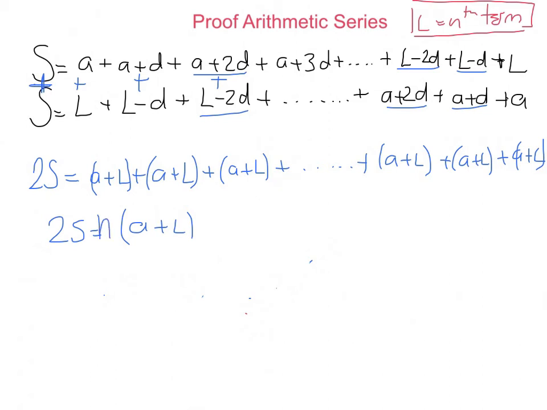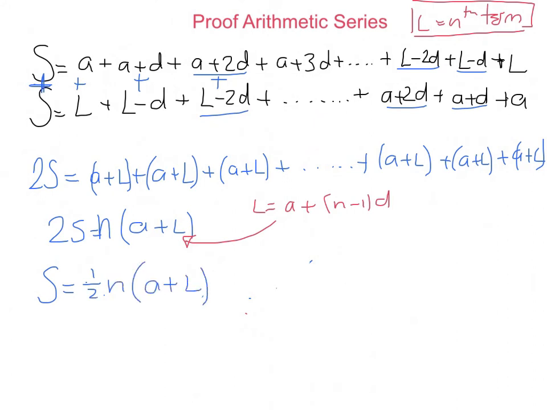Okay, now let's use that information again: L equals the nth term. The nth term we normally write as a plus n minus 1 d, and we're going to sub that in there. Actually, let's divide by 2 first. S equals a half n times a plus L, because you will sometimes use it in that form, first plus last. A is the first term, L is the last term.